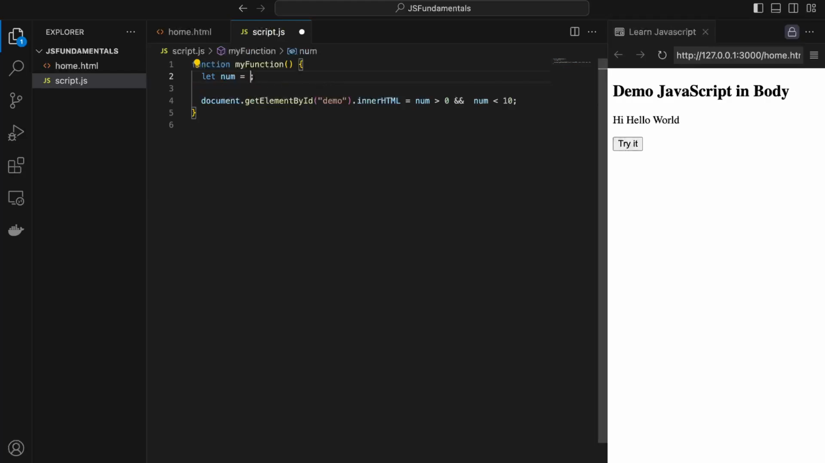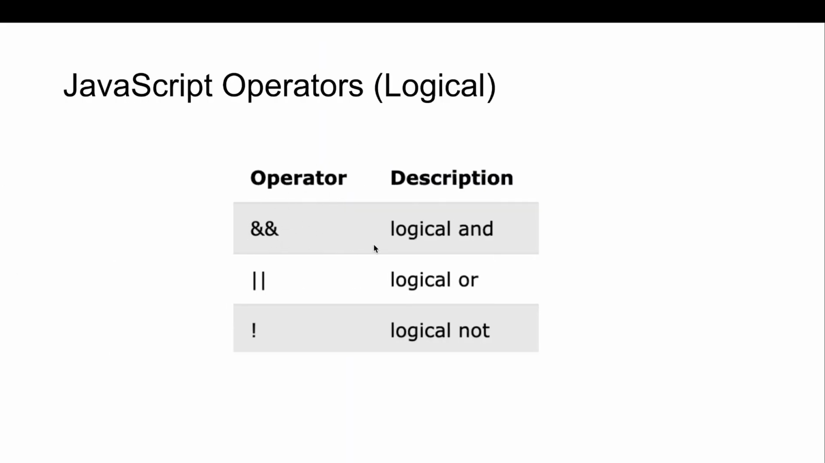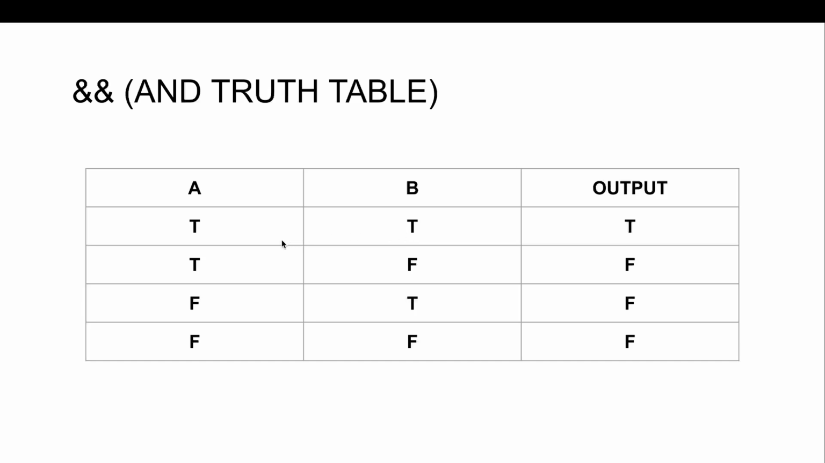What will happen if I change to 20? It will be false. It is more than 0, that is true, because it's 20, right? So this is more than 0, but this is not less than 10. 20 is more than 10, right? So one of these conditions is false. See, this is true and this is false, so the output will be false. So when you use the AND operator, if either one is false, the output will be false.